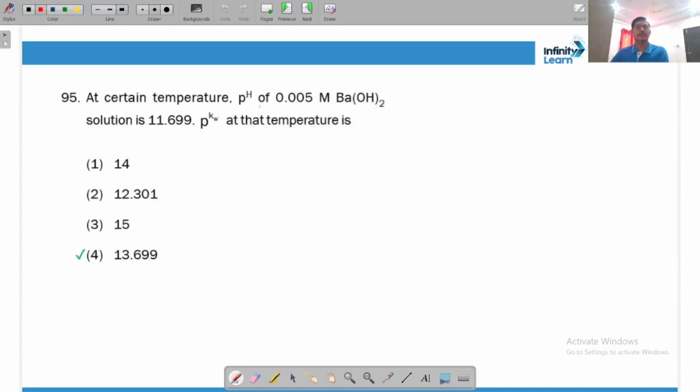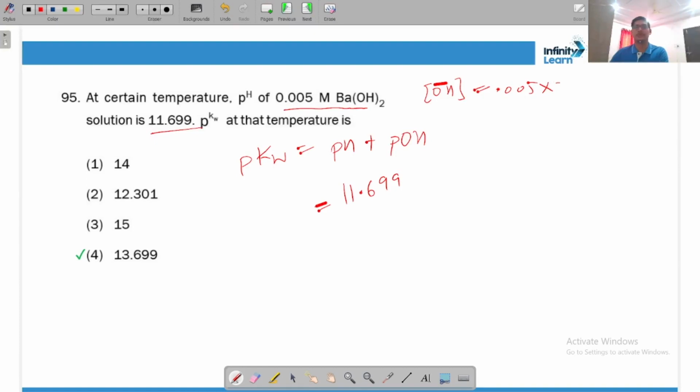At a certain temperature, pH of 0.005 molar barium hydroxide is found to be 11.699. So pKw, guys, always remember, it may not be 14, but it will always be equal to pH plus pOH, right? Because temperature is not specified, I cannot assume it is 14. So pH is given, guys, 11.699. Let us find out pOH. Hydroxide ion concentration is how much? It is 0.005 multiplied by 2, because 2 hydroxide per molecule. So this is 0.01. So pOH is 2, right? So I will simply add pOH, which will give me 13.699.